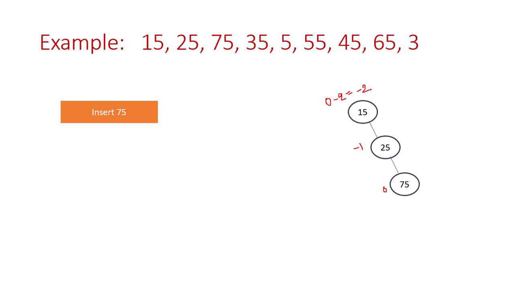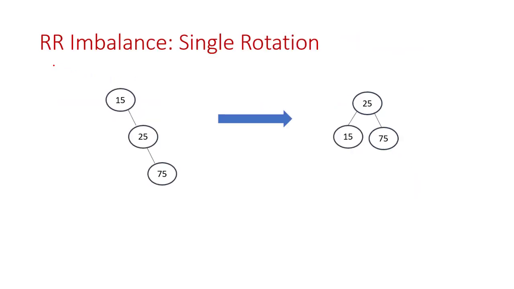Now another question here is how this imbalance occurred. By inserting a node at the right of right, the tree got imbalanced at 15. This imbalance is called RR imbalance. So we have to rotate this tree to the left side like this. This is also called a single rotation. Because the imbalance type is RR, I am applying the RR rotation. In the RR rotation, I have to rotate the tree in the left direction in this way.